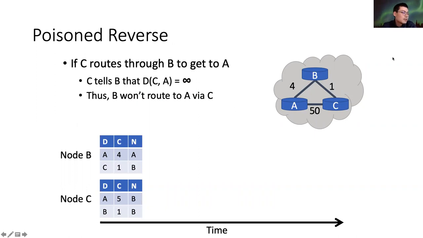Yeah. So now let's look at poison reverse. What will happen here? Assume we change this value to 60.